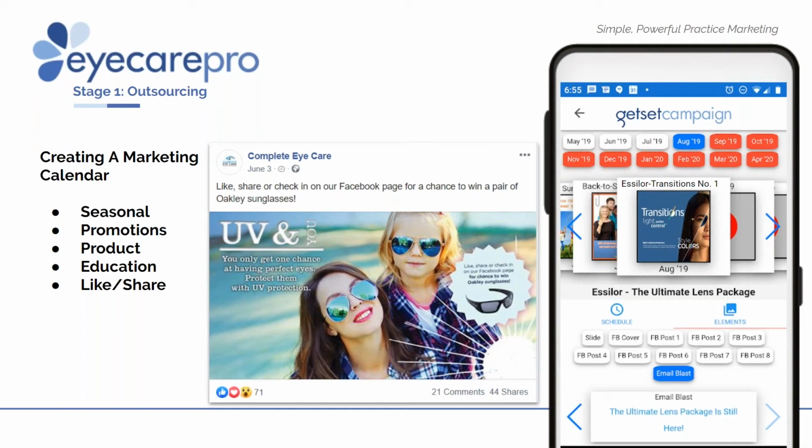And the idea is that while you're not actively working hard on making social media the priority of growing your business at this stage, you still want to prepare yourself for the future, and you want to start building an audience. A like-share campaign is pretty simple. It's like, share, or check in on our Facebook page for a chance to win something. It could be a $5 gift certificate. It could be a giveaway. This particular practice, Complete Eye Care, reaches out to their reps and asks if they have anything they can contribute to their like-share campaigns on a monthly basis. And what that does is build up your audience on an ongoing basis.